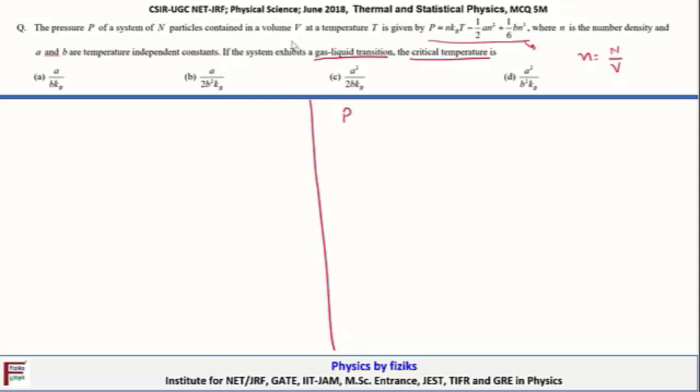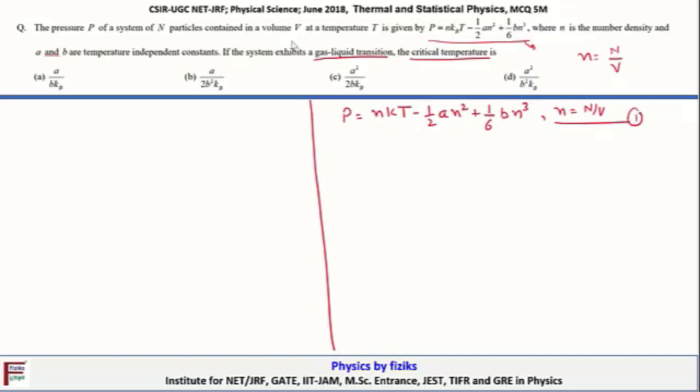So we are given the equation of state, P equal to nkT. I will write k simply for the Boltzmann constant here. P equals nkT minus 1/2 A n squared plus 1/6 B n cubed, where n is the number density, given to us. Let's call this equation 1.